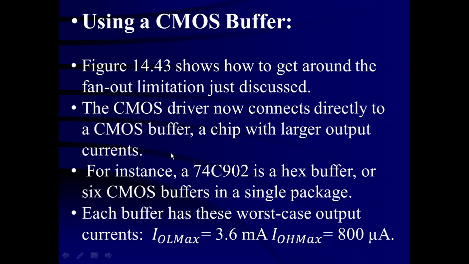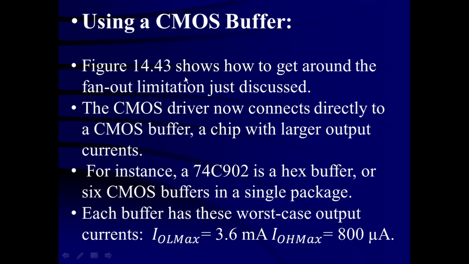One such CMOS IC that we are going to utilize is the 74C902. This is a hex buffer IC, which means there are 6 gates inside this IC, and each has a current capacity of IOL maximum equal to 3.6 milliamperes and IOH maximum equal to 800 microamperes. That means when the output of this CMOS buffer IC is low, it can sink a maximum current of 3.6 milliamperes, and when the output is high, it can source a maximum of 800 microamperes in the worst case conditions.